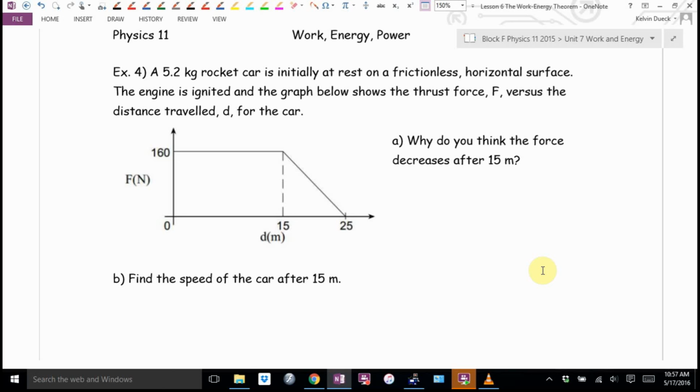A rocket car is initially at rest on a frictionless horizontal surface. You know what? Horizontal means no change in potential energy. I might not even write that. The engine is ignited and the graph below shows the thrust force, F, versus the distance traveled, D, for the car. Why, just for food for thought, why do you think the force gets smaller after 15 meters?